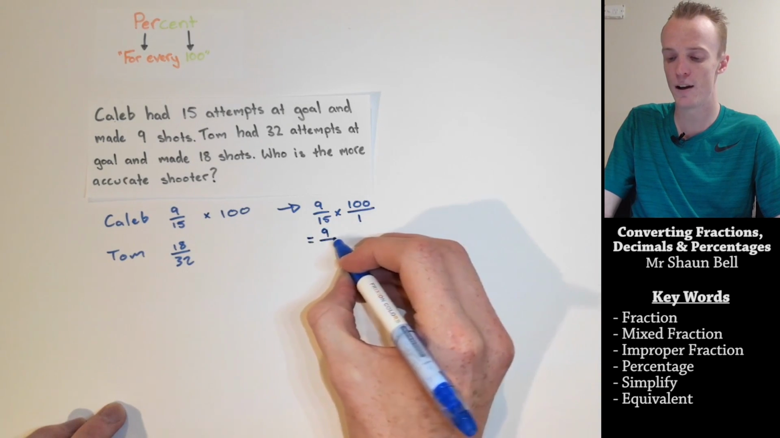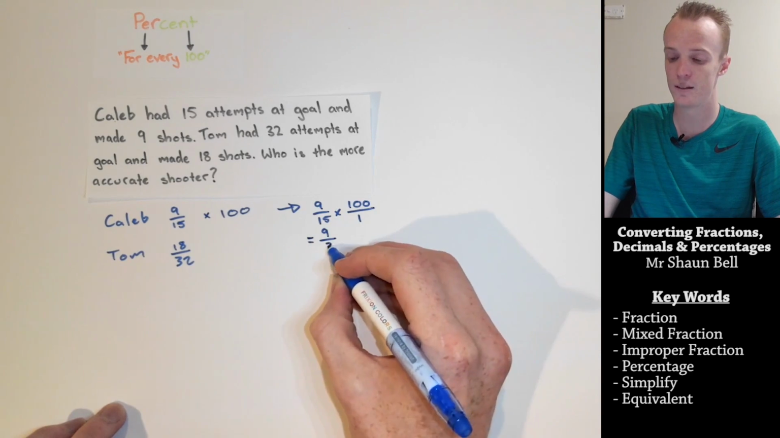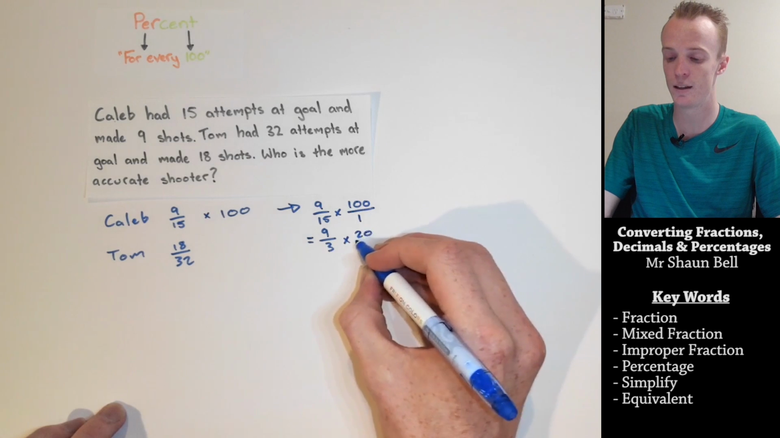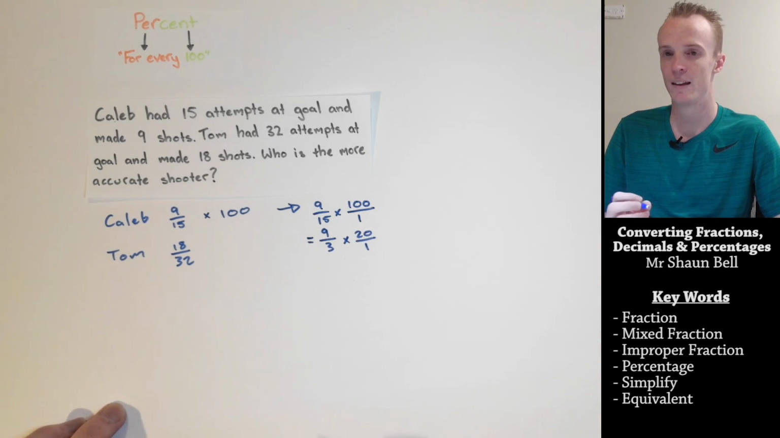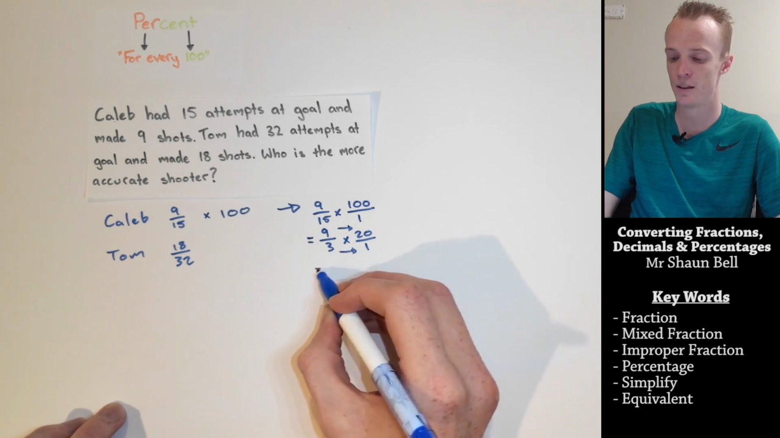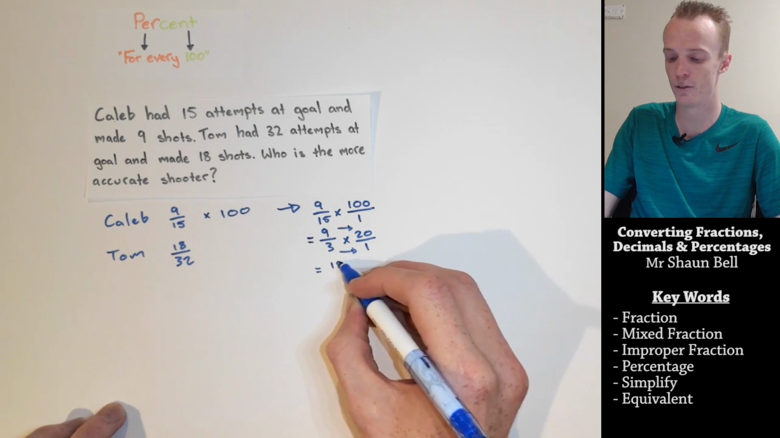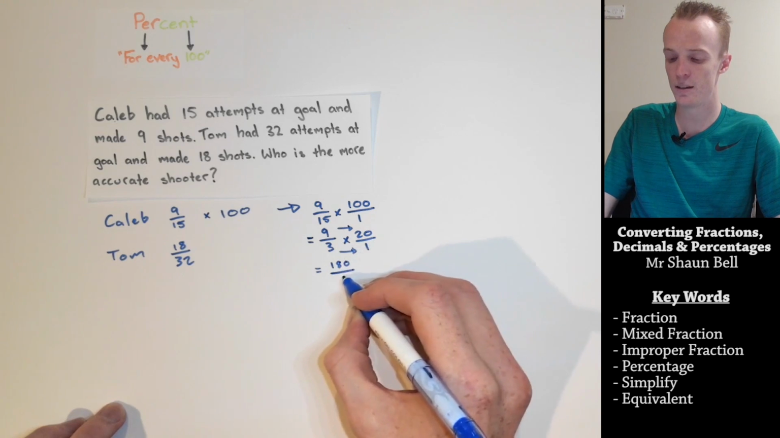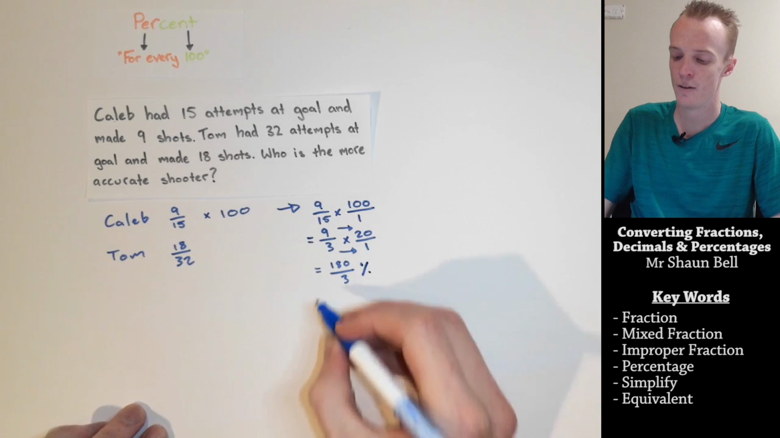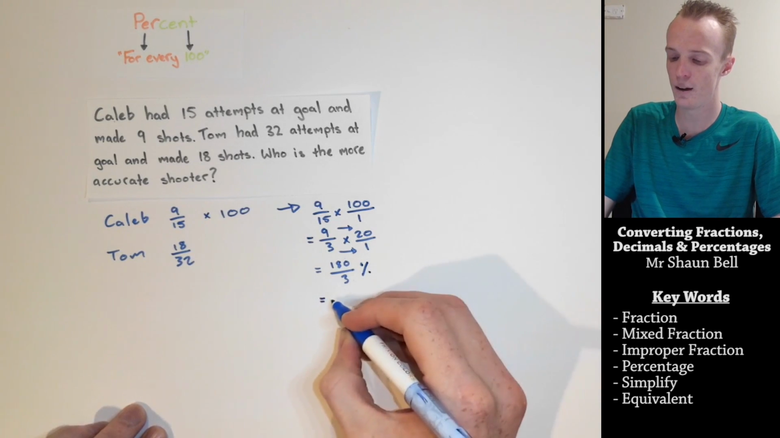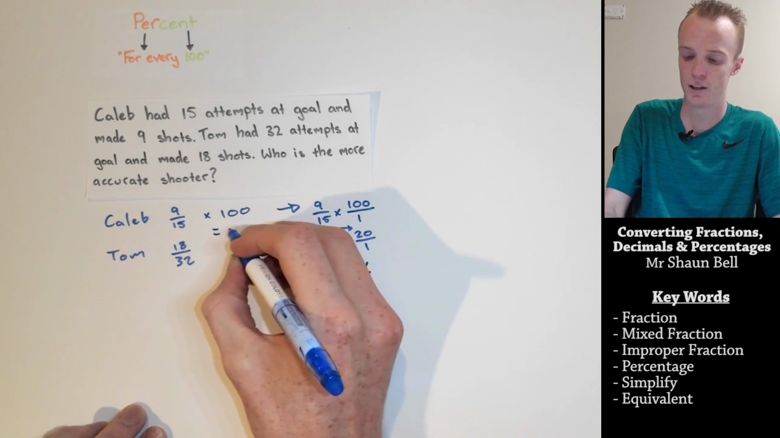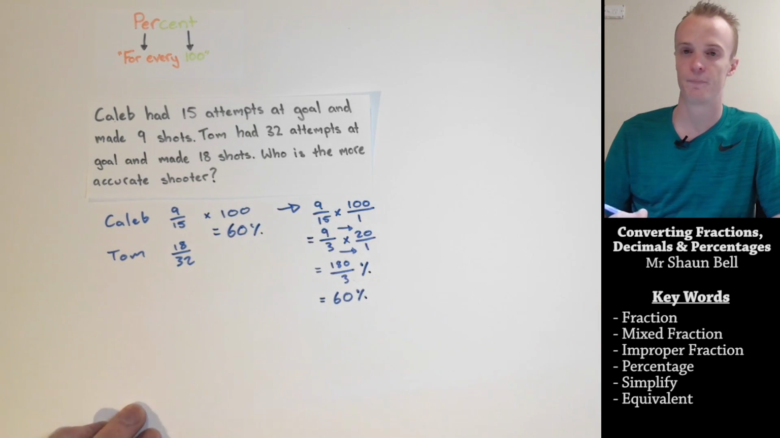So that's still going to be 9 over, but 15 divided by 5 is 3, multiplied by 100 divided by 5, which is 20, over 1. Next, I multiply the numerators together and the denominators together. So 9 times 20 is going to be 180, 3 times 1 is going to be 3. And this is a percentage. Finally, 180 divided by 3 is going to be 60%. So Caleb is shooting at 60%.